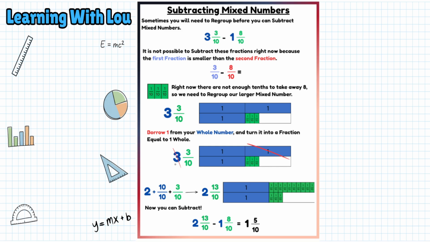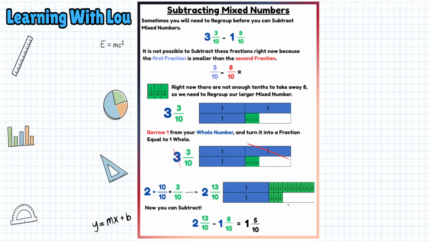So 3 has just been rewritten as 2 plus 10 tenths. We didn't change the number. It's not any different value. It's still 2 plus 1 whole, which is still 3. So we have 2 and 10 tenths plus the 3/10 that we still originally had down here. This 1 whole just became 10 tenths, but we still had 3/10 from our original mixed number.